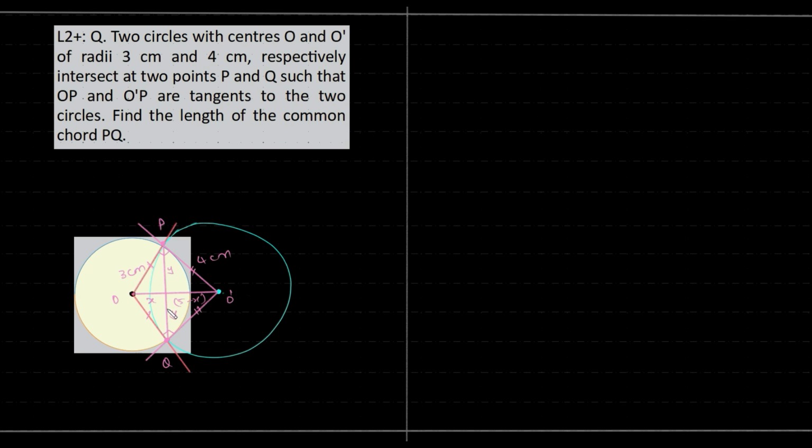But why am I able to write that both these lengths are equal? The reason is quite simple. What we're looking at is a kite. A kite is a quadrilateral wherein we have two pairs of adjacent sides equal. If we draw the diagonal from the vertex containing the equal sides, that will bisect the diagonal which is connected from the vertex containing non-equal sides. So basically this length is equal to this length.